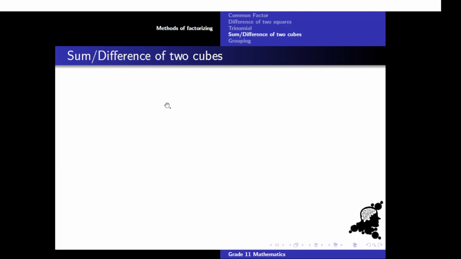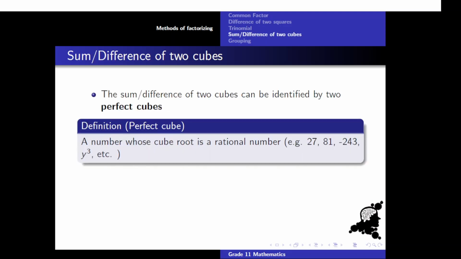Alright, now we look at the sum or difference of two cubes. Now, similar to the difference of two squares, we've got a difference of two cubes. We also have a sum of two cubes. Notice, just because we have a sum of two cubes, it doesn't mean we've got a sum of two squares. It's okay to have a sum of two cubes, but we don't have a sum of squares.